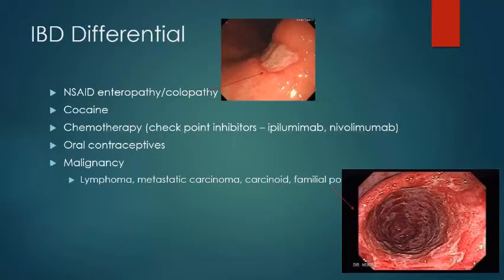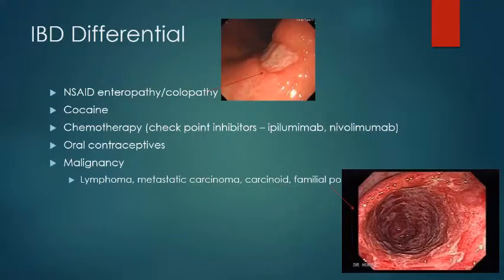Also a common thing that we see when we scope patients with symptoms of IBD is an NSAID-related enteropathy. I think I talked about it earlier. You'll see these aphthous ulcers, while the rest of the mucosa will look sort of normal, and these are more well-circumscribed ulcers. And we'll have to exclude NSAID enteropathy by stopping the NSAIDs before making a diagnosis of IBD.